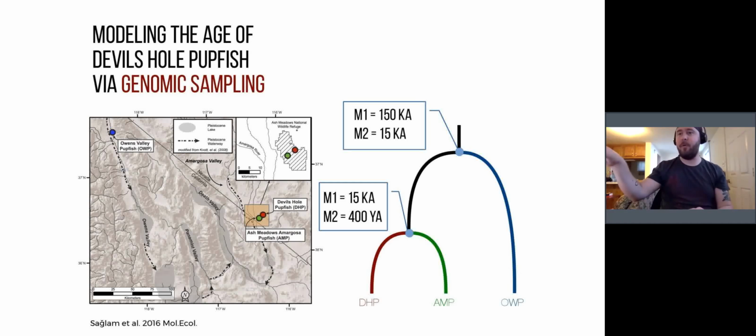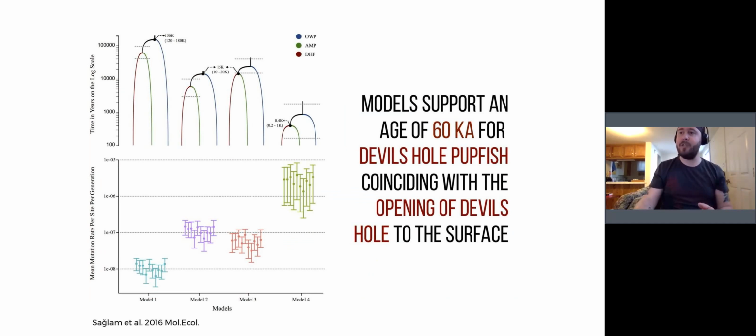So we built 4 different models of divergence to actually predict genome-wide mutation rates. So here are our models. This is where the pupfish diverged 60,000 years ago. This is where it diverged around 30,000 years ago. Here again, where it diverged, here it's around 6,000 years ago. Here it diverged around 20,000 years ago, and here it diverged around 400 years ago. So the question was, what is the genome-wide mutation rate when we have these possible divergent histories?